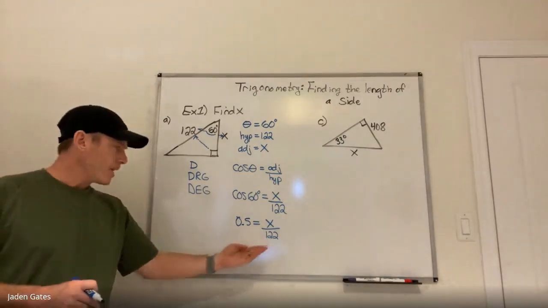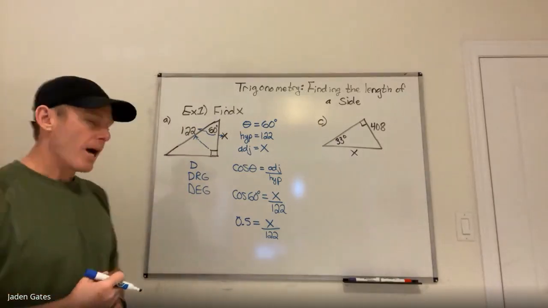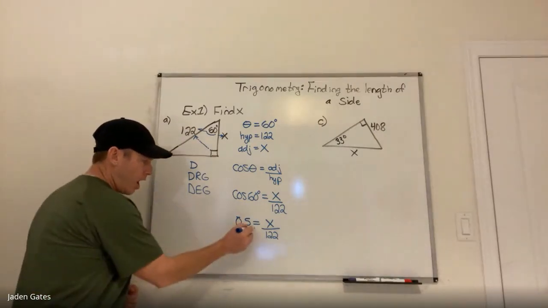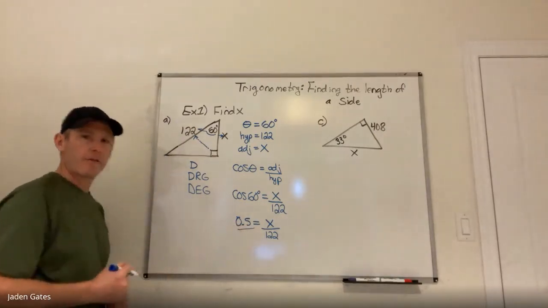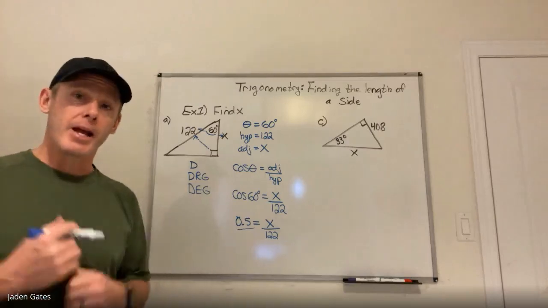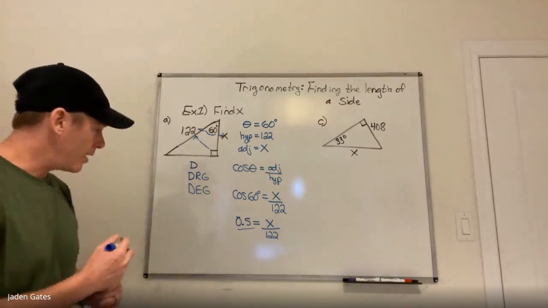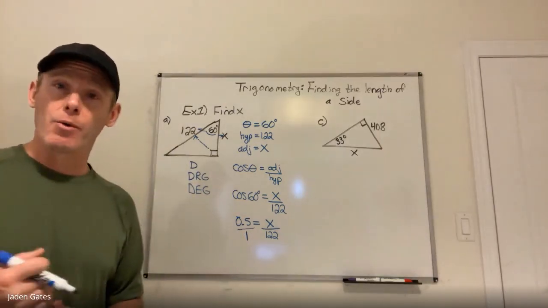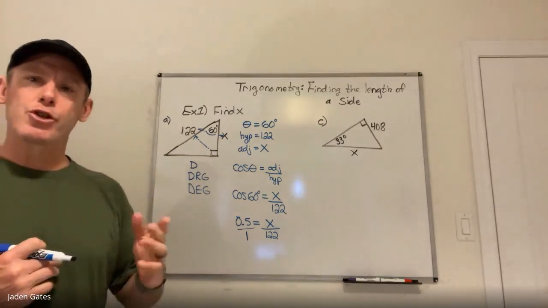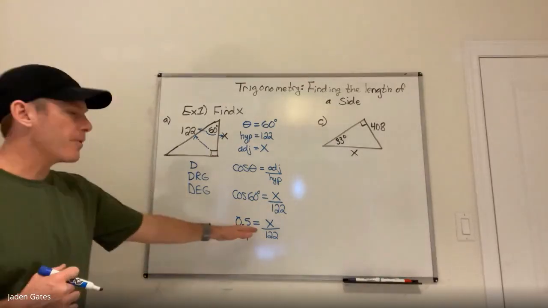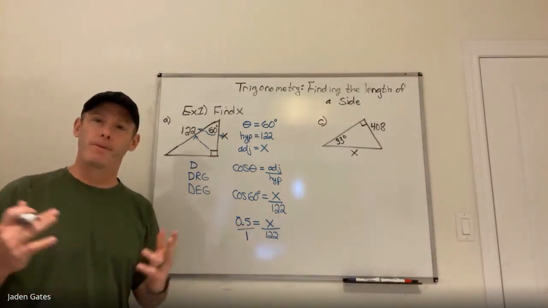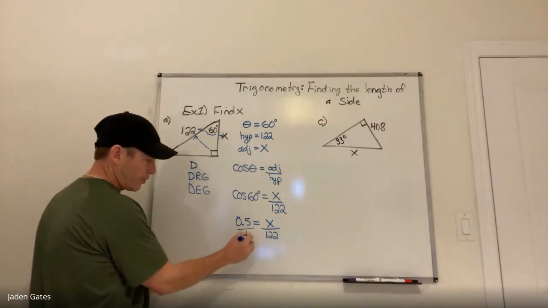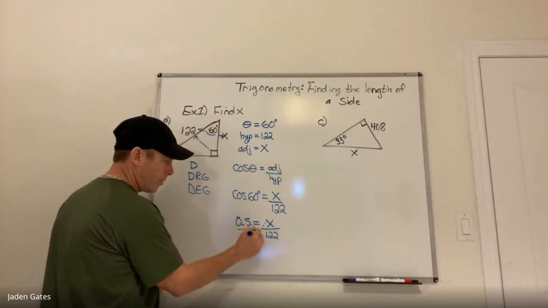Now, getting to my equation here, I'm going to do a little trick. I've got 0.5 equals x over 122. I am going to make 0.5 a fraction. And it's easy to make any number a fraction because I can just put a 1 in the denominator, because anything divided by 1 is itself. I'm not changing the number, I'm just changing the way it looks. And I'm doing that because now I have a fraction equaling a fraction, which we looked at earlier today. So to solve a fraction equaling a fraction, I'm going to cross multiply.